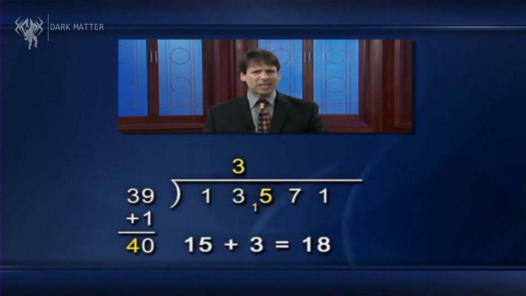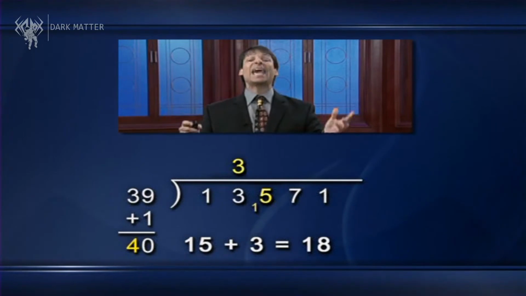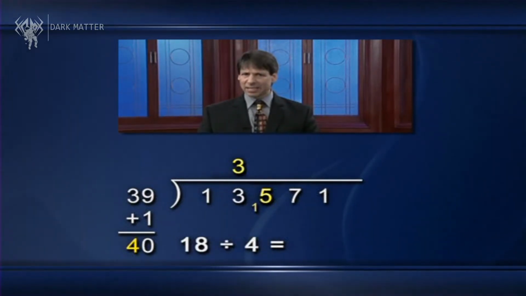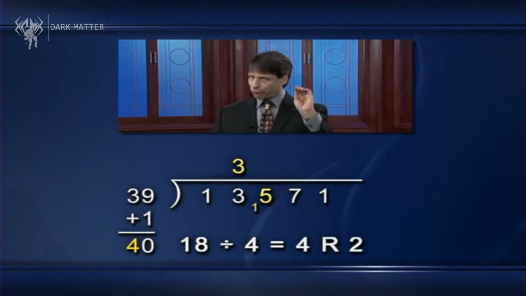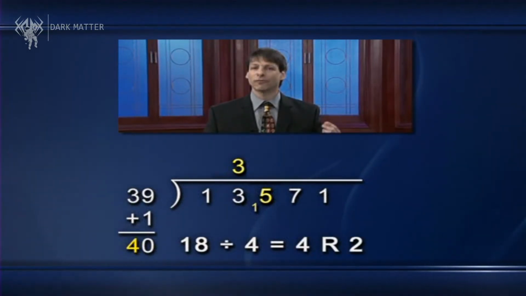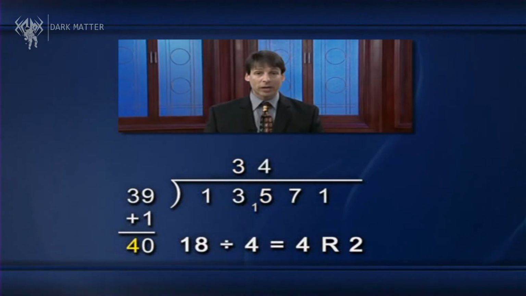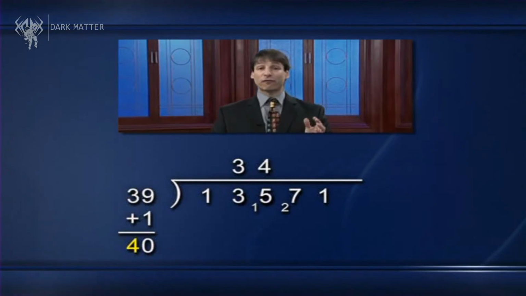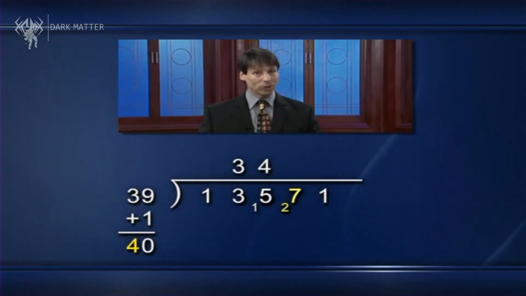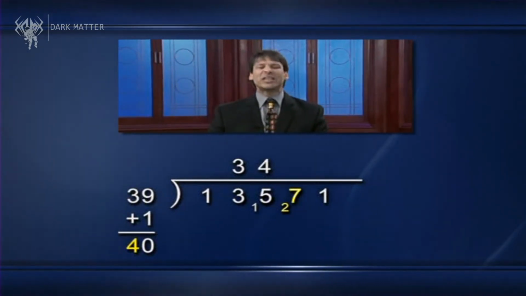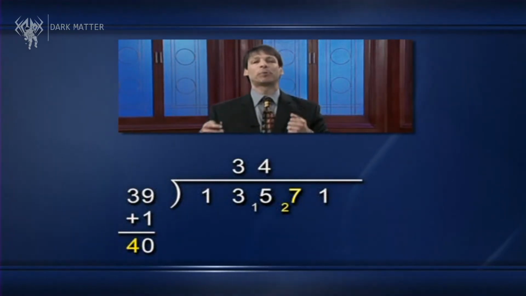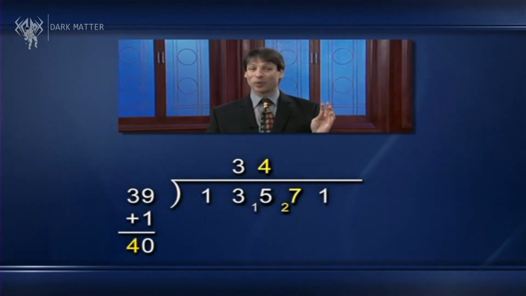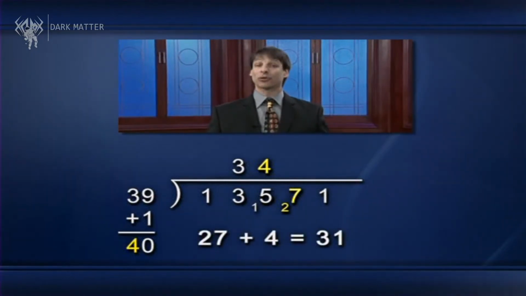Right? Now 15 plus 3 is 18, and 4 goes into 18 how many times? 4 times with a remainder of 2. So the 4 goes up and the 2 goes down. Now instead of dividing 4 into 27 like you would with short division, we divide it into 27 plus 4. That little quotient digit on the top. 27 plus 4 is 31.